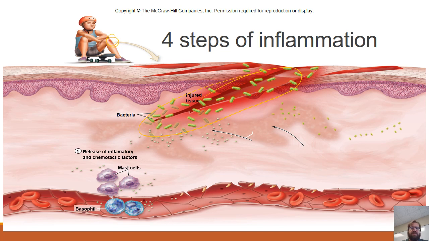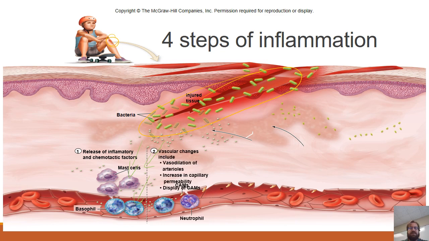The first thing that happens is these molecules produced by the inflammatory cells and by the damaged tissue reach the mast cells in the tissue and the basophils circulating in the blood. And they're going to release those inflammatory factors we just talked about. They're going to release histamine and heparin and eicosanoids.